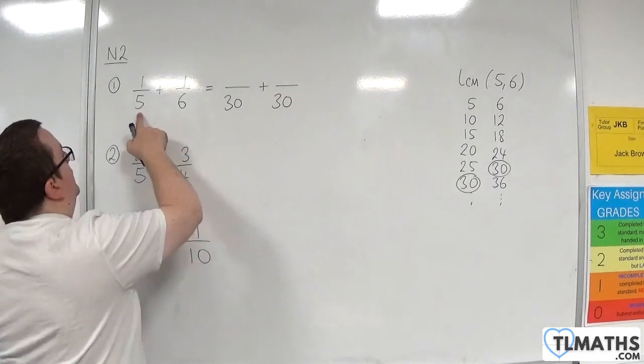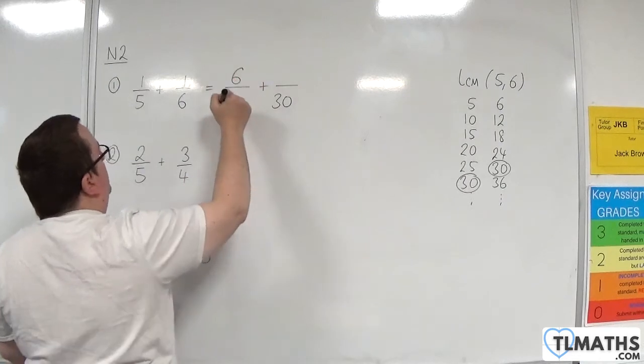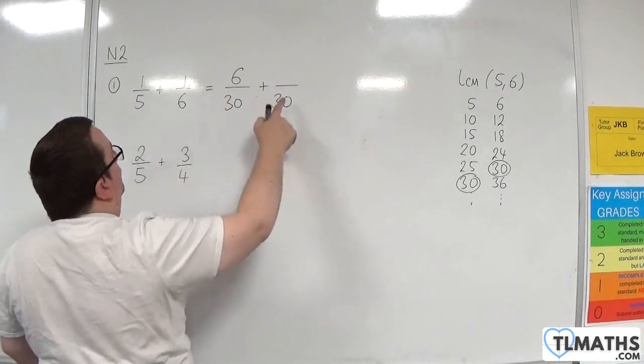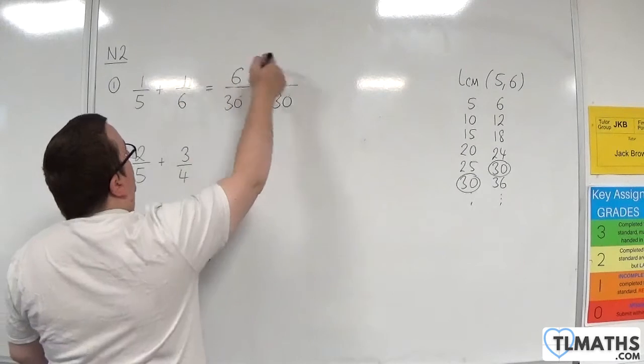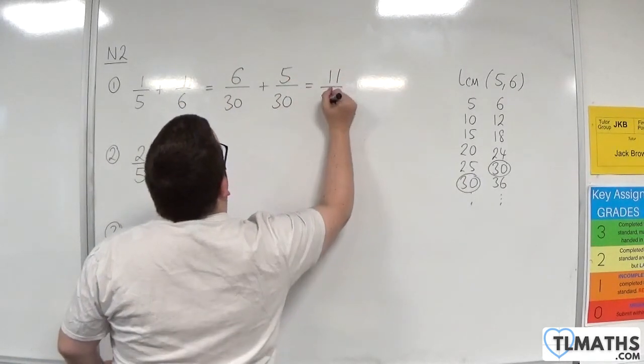So we have something over 30 plus something over 30. Now 5 times 6 makes 30, so 1 times 6 is 6. And 6 times 5 is 30, so 1 times 5 is 5. And so we get 11 over 30.